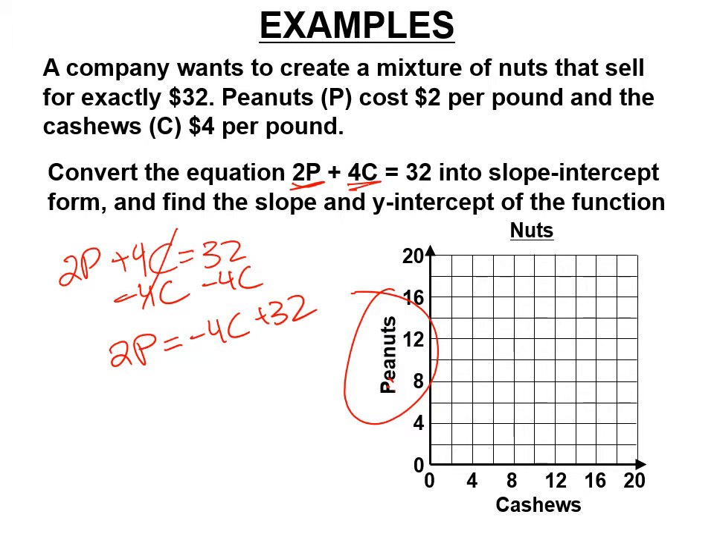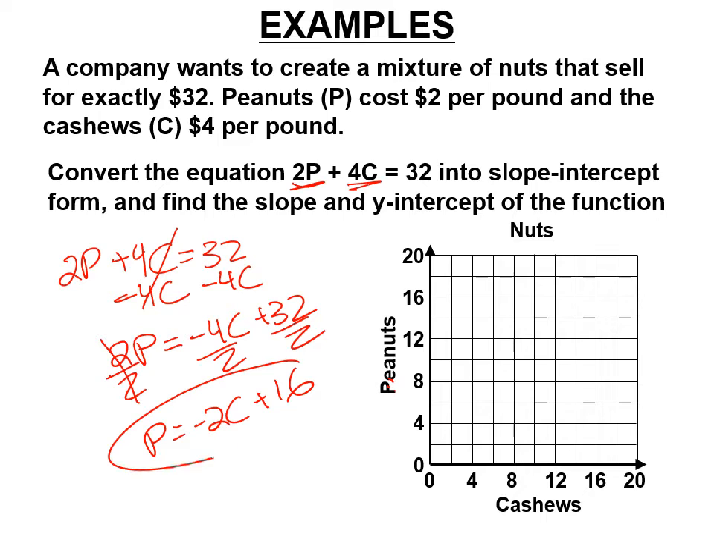Now let me go over why I got rid of the cashews. The cashews are clearly the x here, right? Peanuts are clearly the y, because they're on the y-axis. Okay, so then we divide everything by 2. And we get p equals negative 2c plus 16. Right, so the y-intercept is 16 and the slope is negative 2.